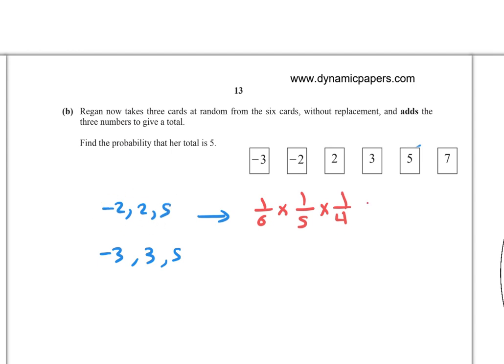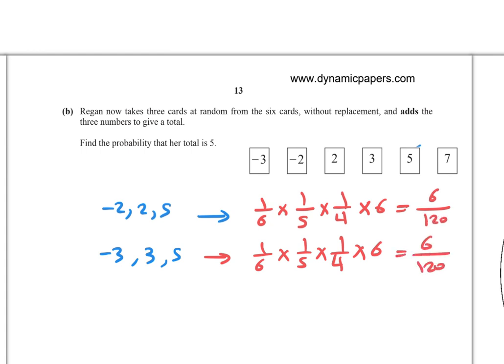So multiply by 6. The same for the second one. 1 over 6 times 1 over 5 times 1 over 4 multiply by 6. Now if you multiply them, for the first one 6 over 120, same for the second one. If you add, 12 over 120, so equals 1 over 10.